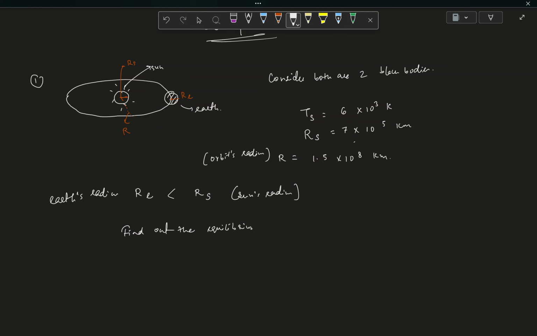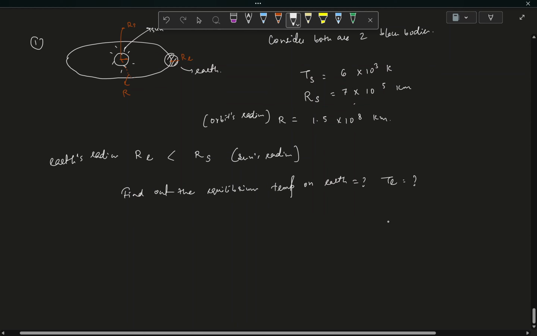the equilibrium temperature on Earth. So TE equals what? Temperature on Earth. Now basically it is a black body problem, because we have assumed that both the Earth and the Sun are two different black bodies. The black body that is emitting the radiation here is the Sun, and the Earth is a black body which is absorbing that radiation, and therefore the temperature of the Earth depends on the radiation it is getting from the Sun, right?